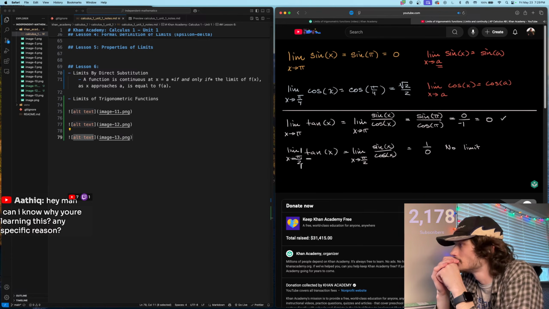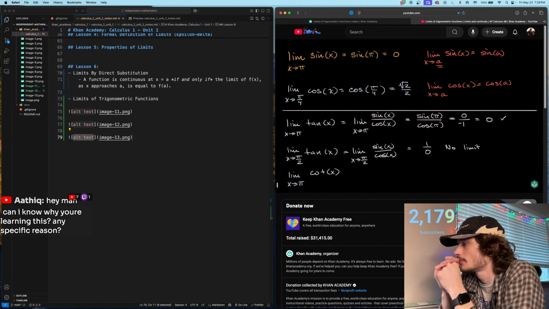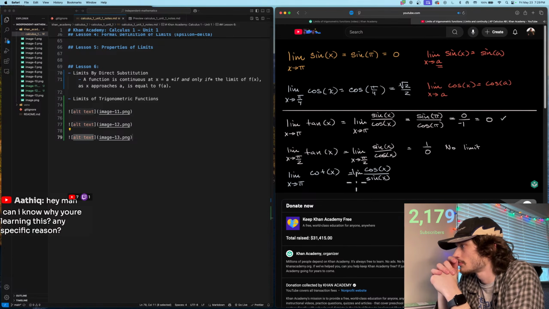Let's do one more of these. So let's say the limit as x approaches pi of cotangent of x. Pause the video and see if you can figure out what that's going to be. Well, one way to think about it, cotangent of x, it's 1 over tangent of x. It's cosine of x over sine of x. This is a limit as x approaches pi.